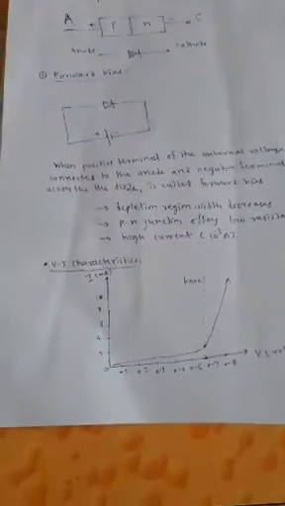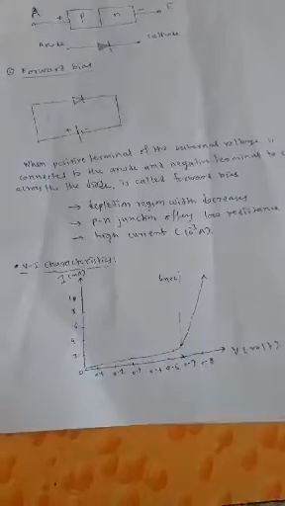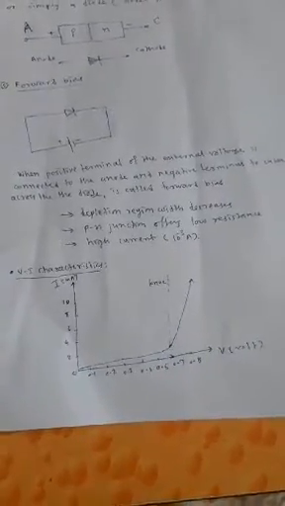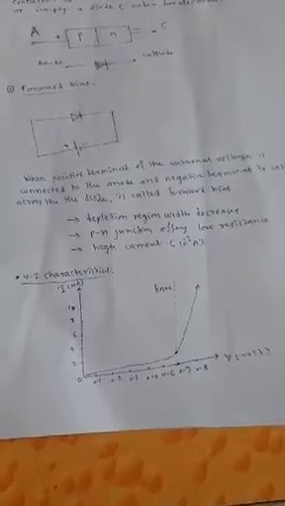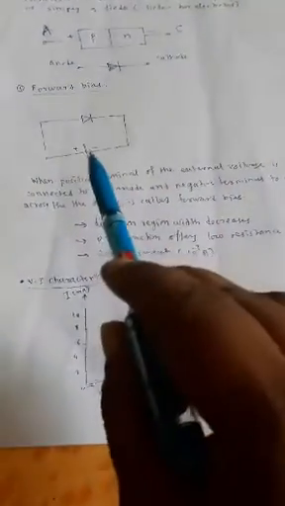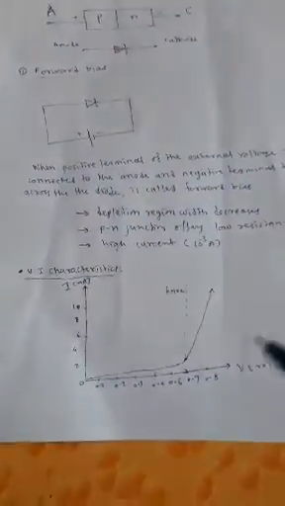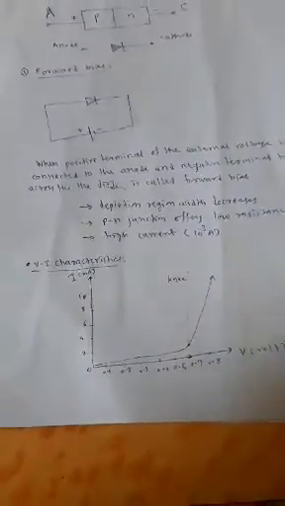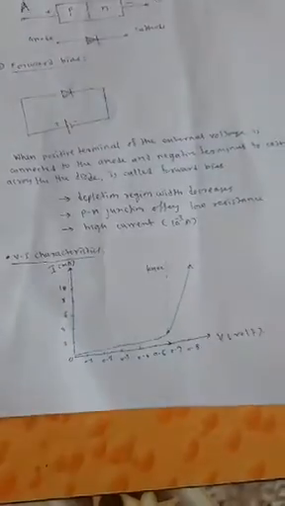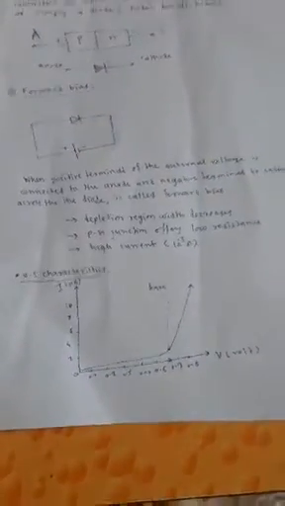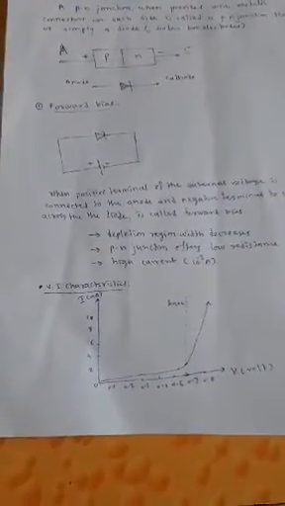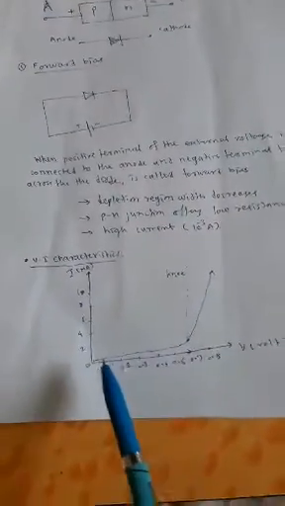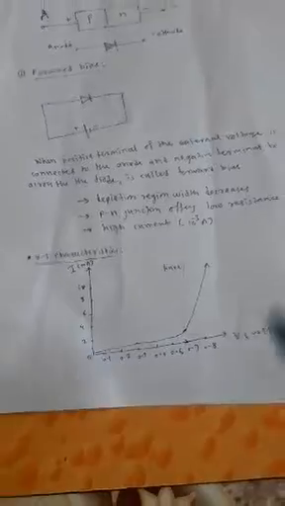If we plot the graph of current flowing through the diode with voltage applied across it, forward biasing, we get the relation between this current and voltage. It is known as the forward characteristics of the diode. This graph represents the forward characteristics of the diode.